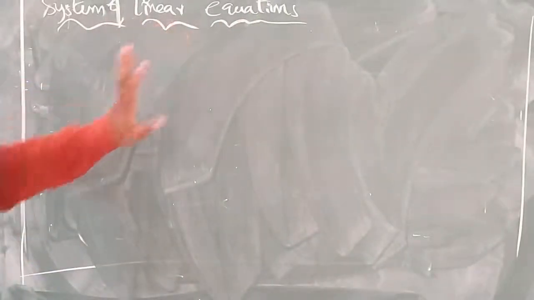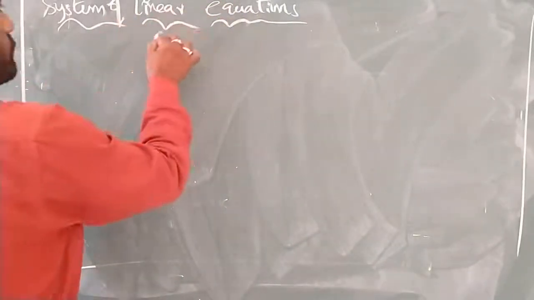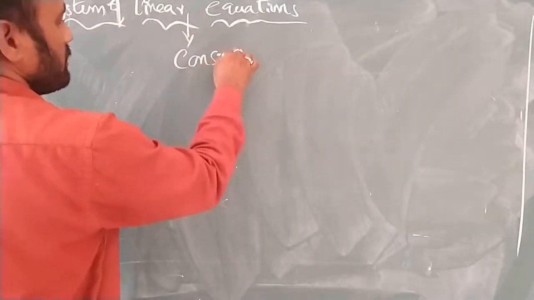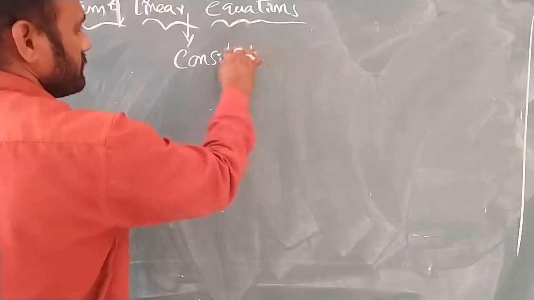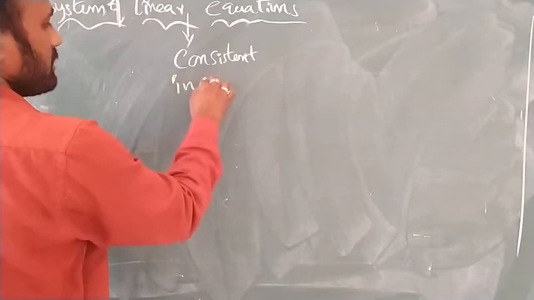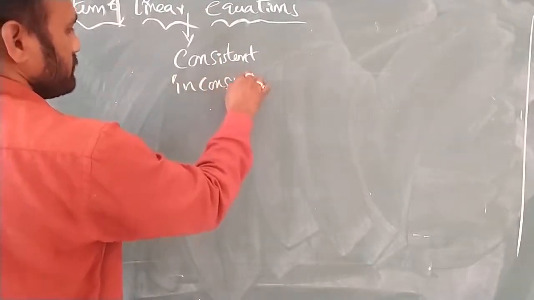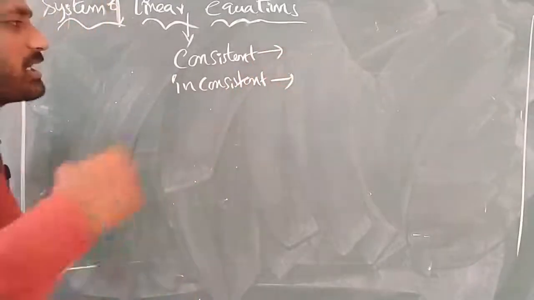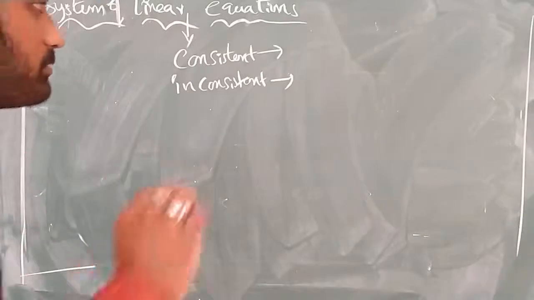Okay. Already we have learned linear equations in our lower classes. So we have two basic things to be remembered. They are consistent and the second one is inconsistent. So when can we say two linear equations are consistent or inconsistent? See here.